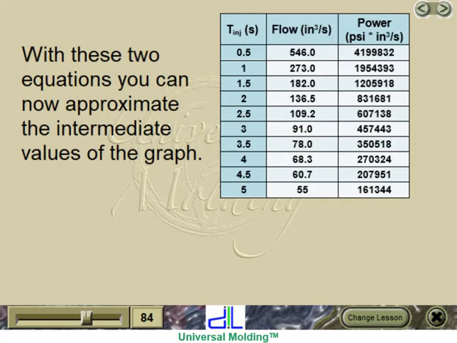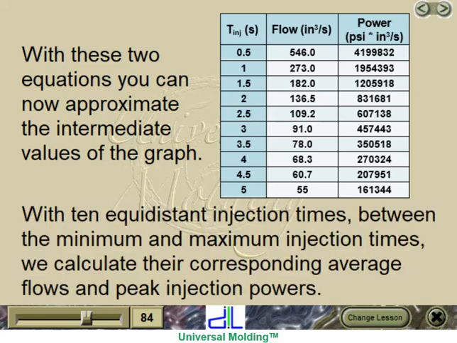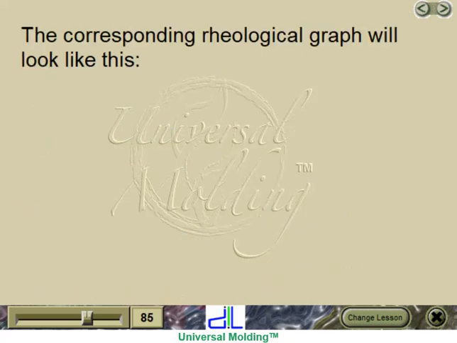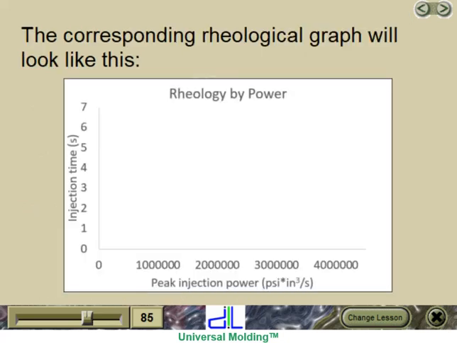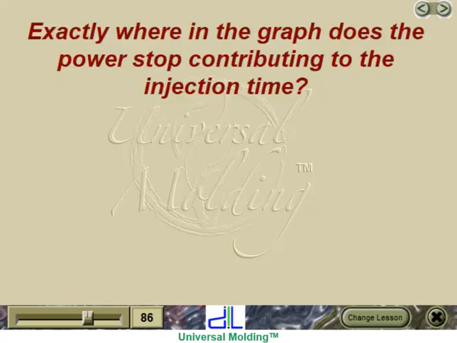With these two equations, you can now approximate the intermediate values of the graph. With 10 equidistant injection times, between the minimum and maximum injection times, we calculate their corresponding average flows and peak injection powers. The corresponding rheological graph will look like this. Exactly where in the graph does the power stop contributing to the injection time?